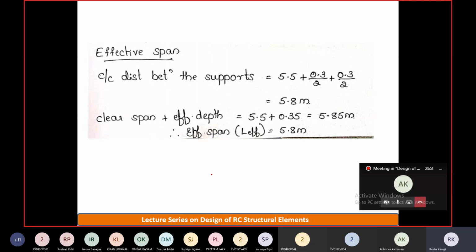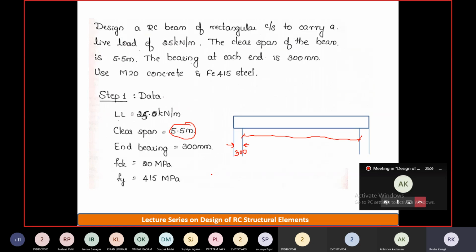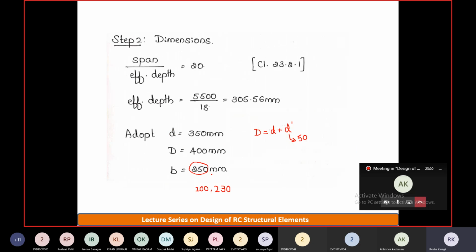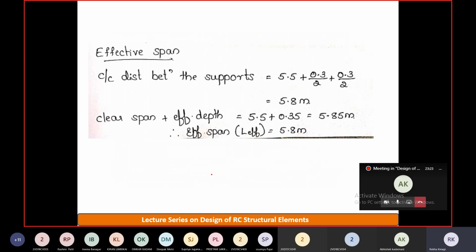The next thing: in the previous design example, we did not calculate the effective span since the span given to us in the data was the effective span. But in this design, we are given the clear span. Since the clear span is given, we need to calculate the effective span. There are codal provisions to calculate the effective span, that is clause number 22.2, page number 34.